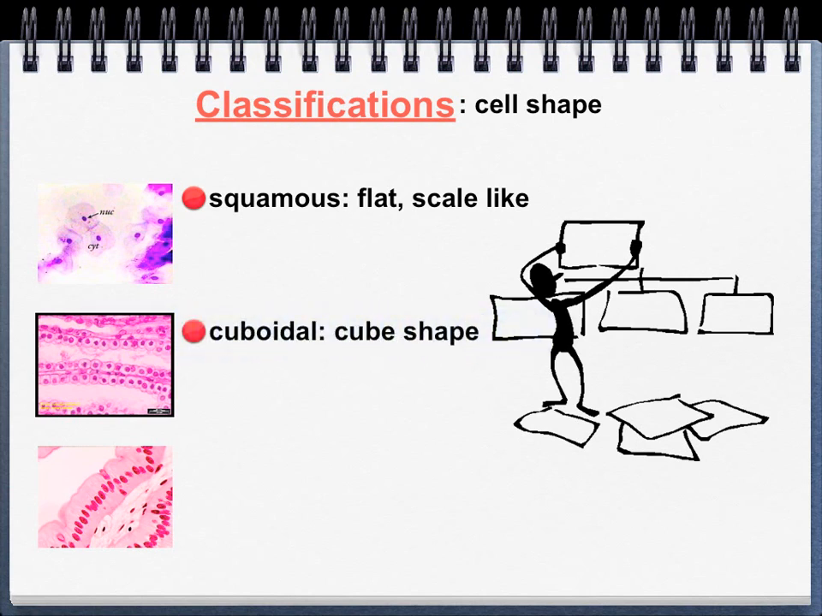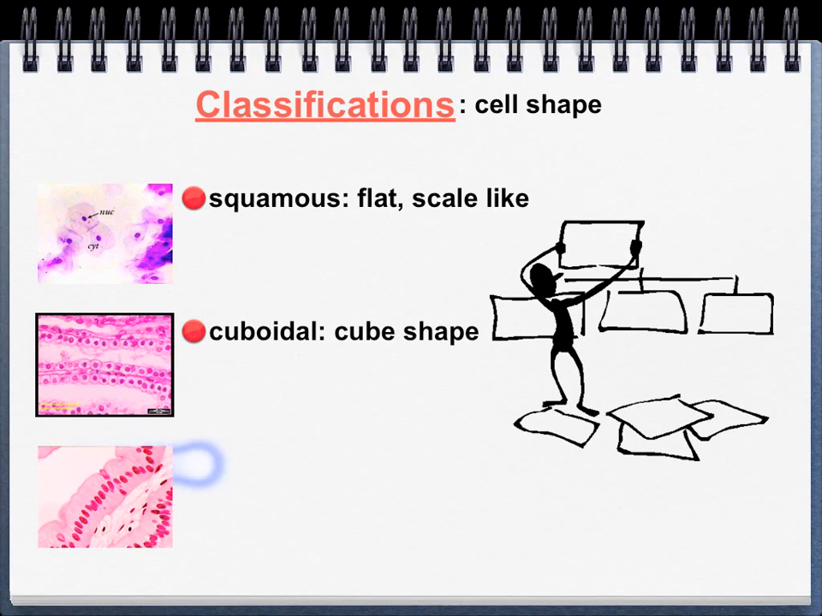Cuboidal shaped, or cuboidal classification, is because they're cube-shaped. Now, you could look at that picture and say, Miss Milliner, they're not really cubes. Yeah, you're right. What they are, though, is they're about as tall as they are wide. And that's what makes them cuboidal. All right, so yeah, you're right, they're not like little Legos, but that's how you have to look at them.